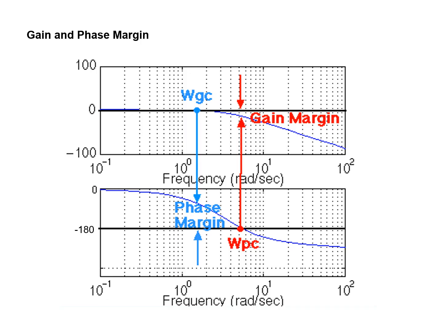This is the plot showing the previous definitions of gain and phase margin. You see here there is the omega GC, and there is the omega PC. It is for gain margin, and there is for phase margin.